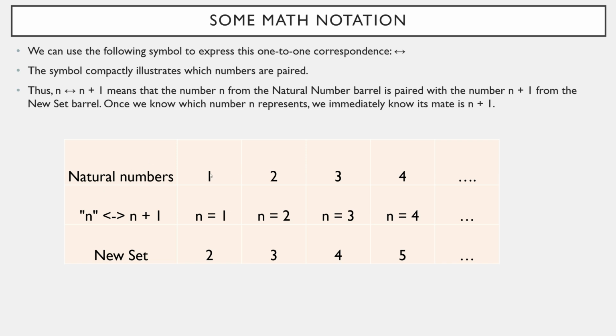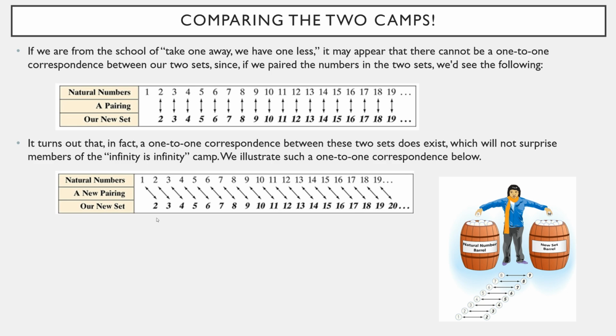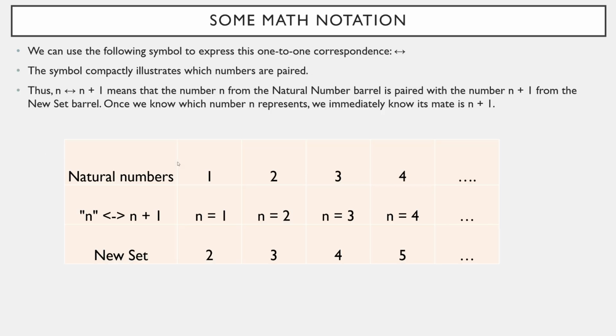Once we know which number n represents, we immediately know its match. For example, this is how I mapped it. 1, that's my n, goes to n plus 1, which is 2 in the second barrel. See what I mean here? 1 goes to 2, 2 goes to 3. I have this nice mathematical relationship here, and you can see you can form this relationship forever. Whatever you tell me the number is, like if I pick the number 1 million, that maps to 1,000,001 in the next set. So there is a one-to-one correspondence.